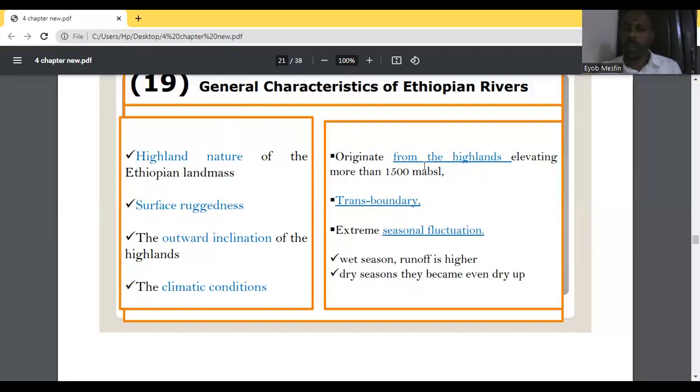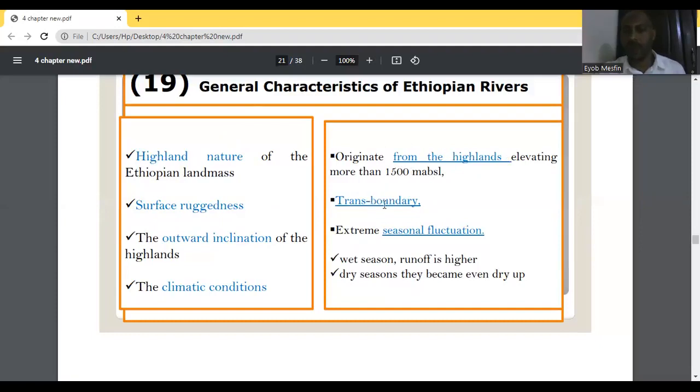The first characteristic of the Ethiopian rivers is that they originate from the highland. Most of them start flowing from the Ethiopian highlands, at an elevation greater than 1500 meters above sea level.